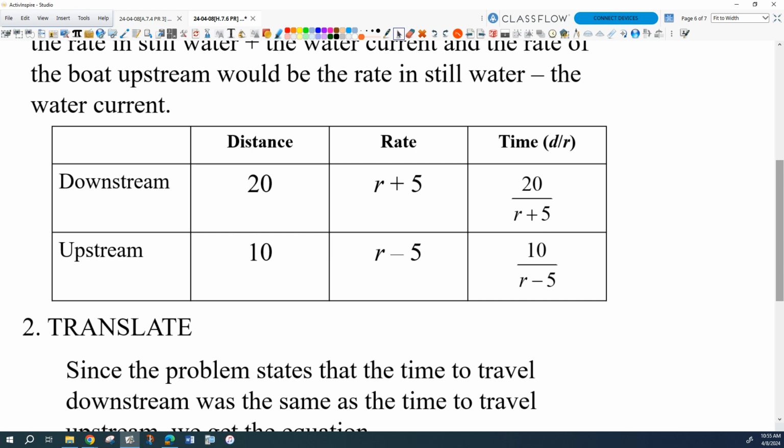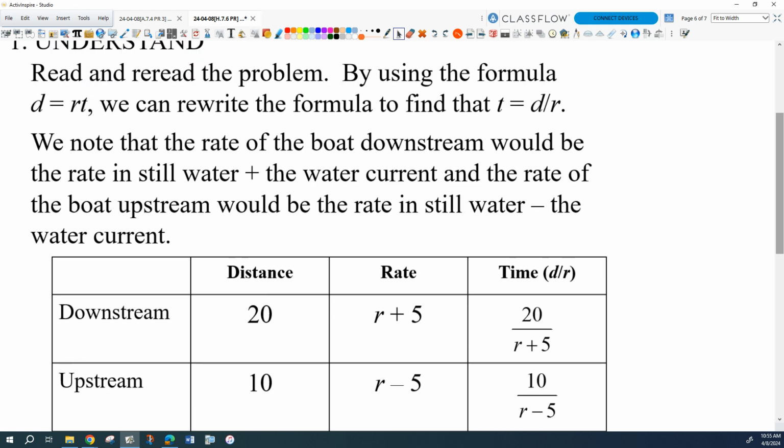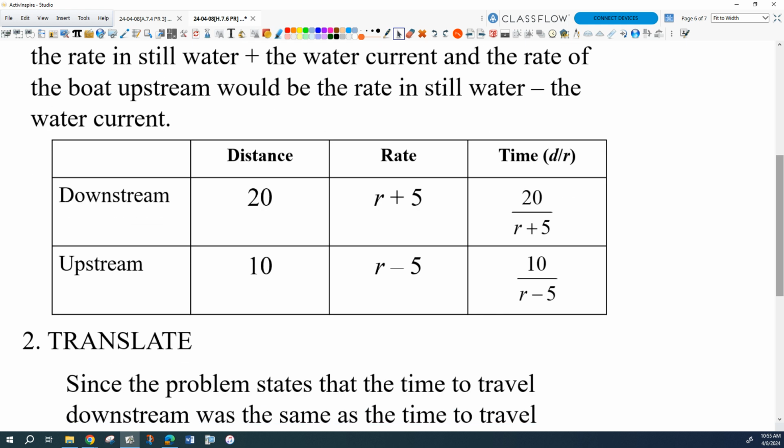It tells us that the time is the same to travel 20 miles upstream and 10 miles downstream. Well, the time we just established up here, time is just distance divided by rate, isn't it? So the time it takes to go downstream would be the distance that we travel, which is 20 miles, divided by the rate, which is R plus 5. Okay, make sense? What about going upstream? Well, again, time is just distance divided by rate, so that would be 10 miles divided by my slower rate of R minus 5.